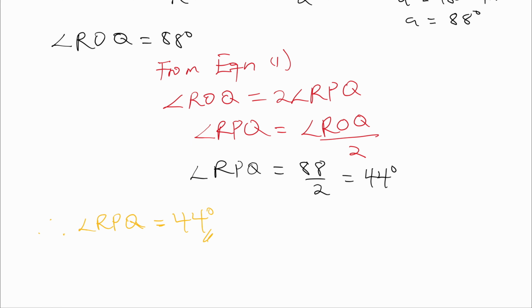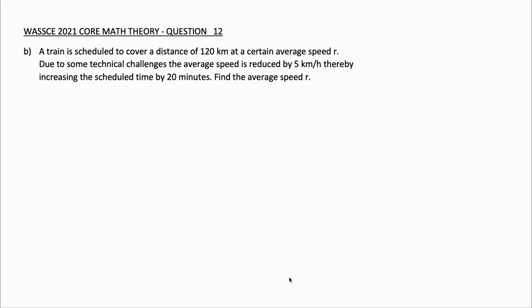So we'll be moving on to question 12B. A train is scheduled to cover a distance of 120 kilometers at a certain average speed R. Due to some technical challenges, the average speed is reduced by 5 kilometers per hour, thereby increasing the schedule time by 20 minutes. Find the average speed R.